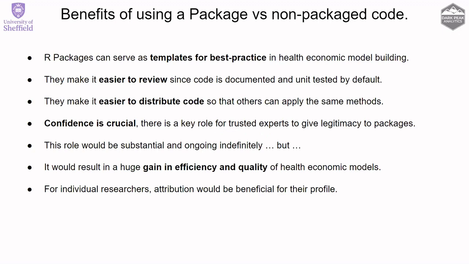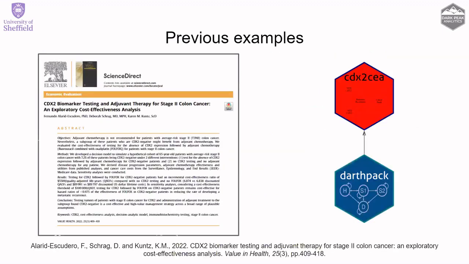So overall, our packages can serve as templates for best practice, making it easier to review and distribute code. But the crucial thing here is confidence, is getting people confident both using these packages, but also confidence in the individual functions of the packages themselves. And the benefits are enormous in terms of efficiency, not having everybody reinvent wheels, and therefore standardizing best practice and disseminating best practice. And for the individual researchers involved, the attribution in terms of citations of these packages is obviously beneficial for their profile. So in theory, it should work.